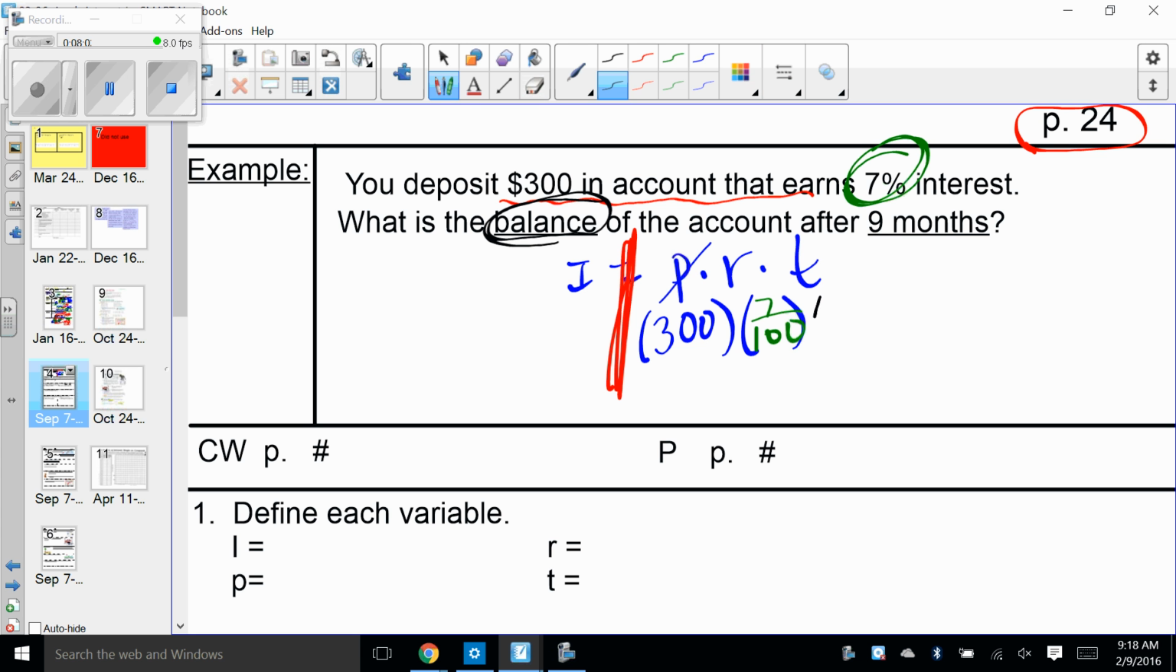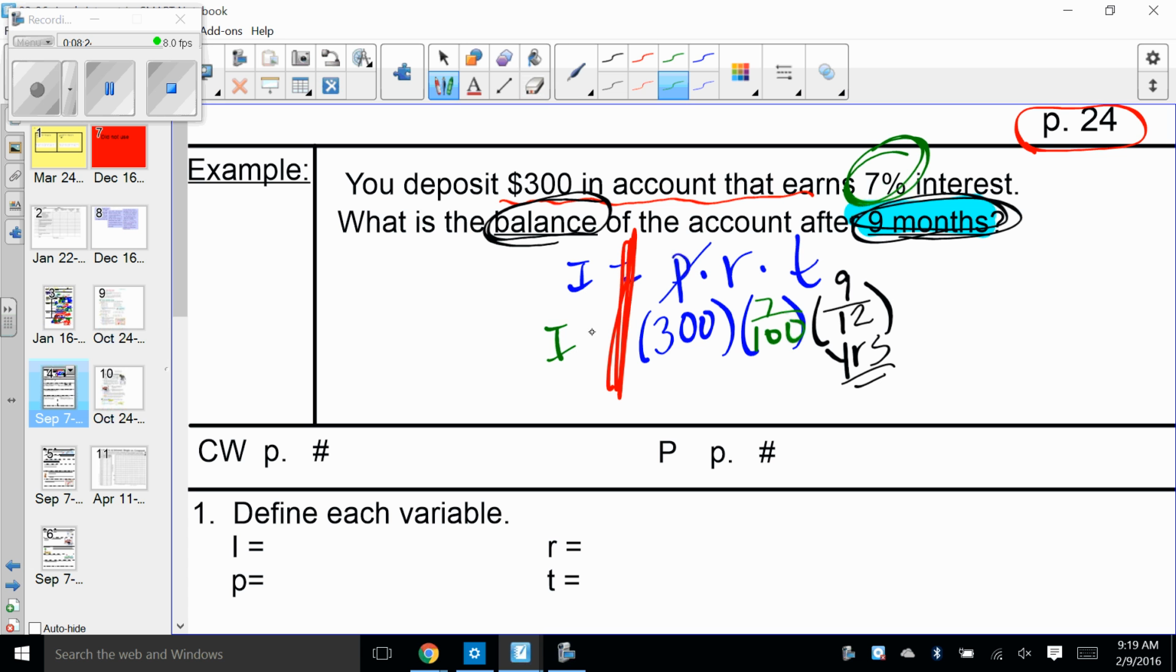Well, the time here has to be measured in years. So 9 months is not even a full year. Now, this is a tricky part. What part of a year is 9 months? We would say 9 months is 9/12 of a year. 9 months out of 12 months. So 9/12 of a year. So you have to put 9/12 in.